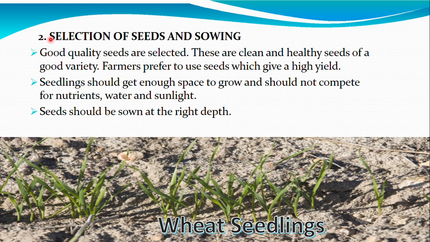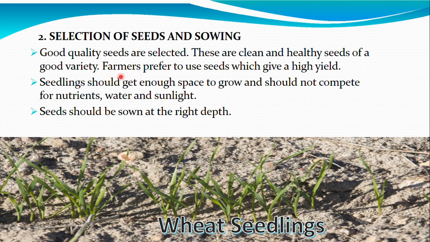The second step in agricultural practices is selection of seeds and sowing. Farmers have to be very careful about the seeds they sow. The seeds they select should be of good quality. That is, they should be healthy, disease-free and clean.